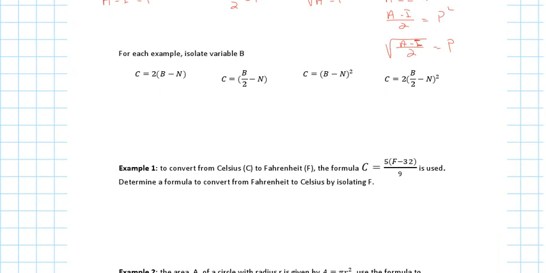All right. So for each example, isolate for the letter B. What would you like to do first? Divide by 2? Right? Because the last thing you want to move is the bracket. So first I have to divide by 2. Then bring n over as an addition. Now again, you see how only C is divided by 2.